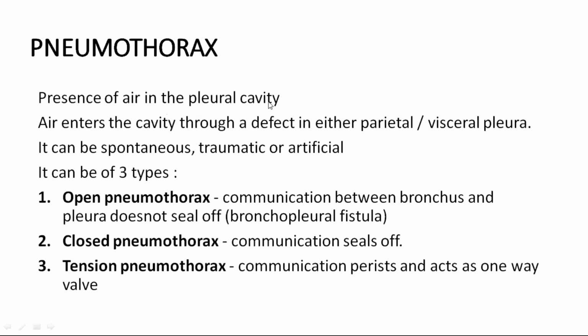Pneumothorax is presence of air in the pleural cavity. Air enters the cavity through a defect in either the parietal or the visceral pleura, and it can be spontaneous, traumatic, or artificially induced pneumothorax. It is of three types: open pneumothorax, closed, and tension pneumothorax. In open pneumothorax, there will be a communication between the bronchus and the pleura, and this communication is not sealed off, forming a bronchopleural fistula.